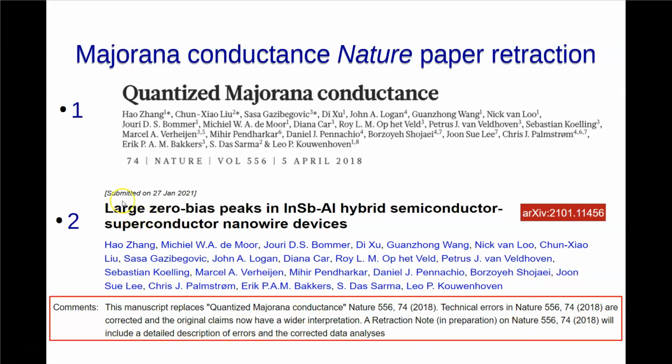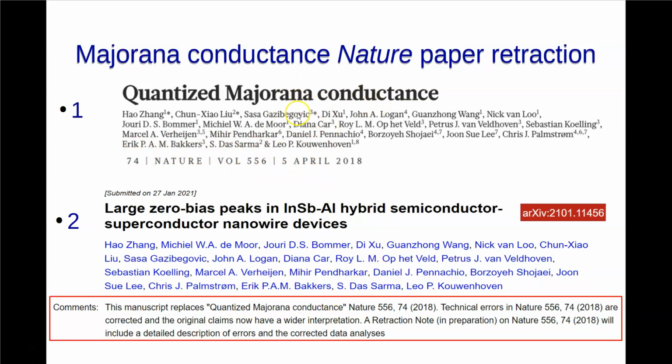Okay, first let's notice that the title of the retraction paper, let's call it the retraction paper, does not mention Majoranas. It says large zero bias peaks in indium antimonide aluminum hybrid semiconductor-superconductor nanowire devices. So, it's toned down from the original Quantized Majorana conductance. And let's take a look at why this paper, Quantized Majorana conductance, why was the claim so strong? Why was it published in Nature and so on?